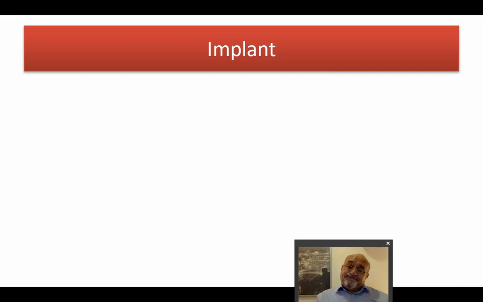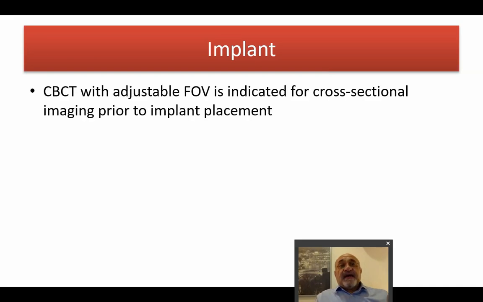Now, implants. Depends on the number of implants that you are going to place. If you are doing implants in your practice, then you better have a CBCT machine that has a justifiable field of view in order to have an idea about the axial dimension, or the buccolingual or the cross-sectional dimension of the area of the implant or the implant site.